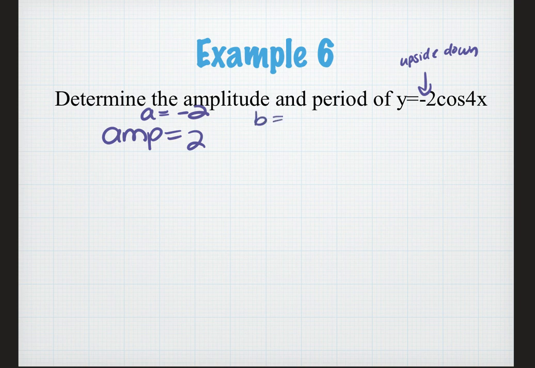What's the B? 4. So the period would be 2 pi over 4, which becomes pi over 2. And then if it had said to graph this, I would go through all the steps. I would find my 5 key points, put them on the x-axis, and the only difference would be the overall shape of the curve. It's cosine and it's negative, actually. So it would start at the negative amplitude, work its way up, and come back down again.